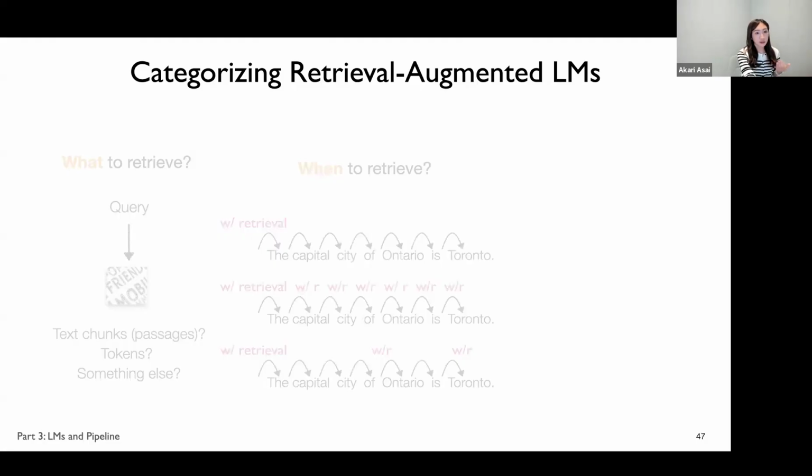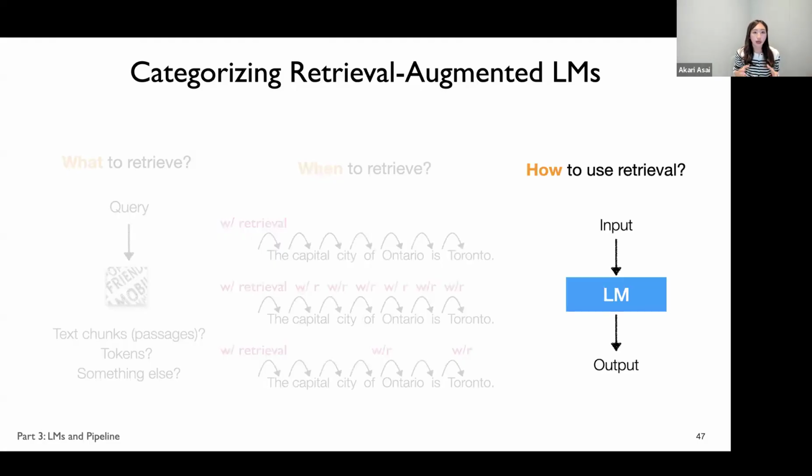Once we retrieve documents, the question is how we should use those documents during inference time. Retrieval-augmented generation simply takes those retrieved documents in input space by adding the retrieved documents to the original input query. But there are other approaches. For example, some people directly manipulate the output token distributions using the retrieved distribution. Or there are some papers that try to incorporate retrieved documents in the middle layers.